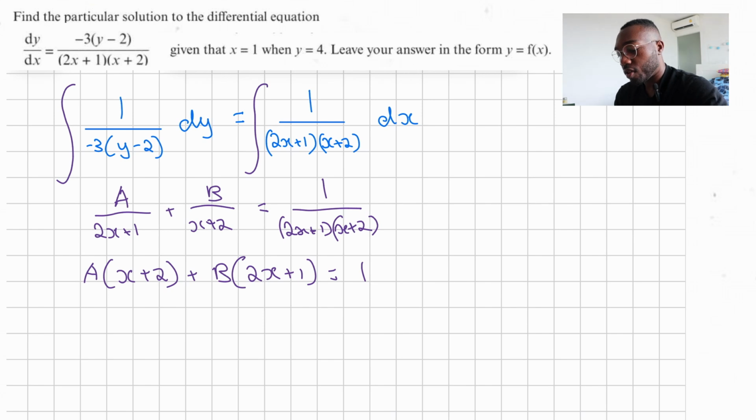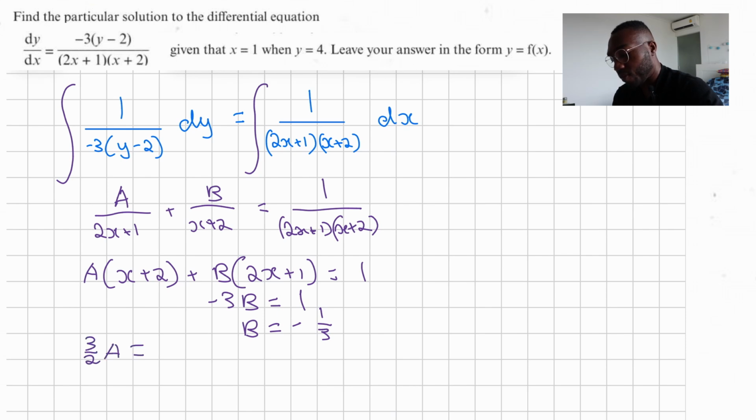Now at this stage, if we let x be minus 2, then that will cancel out the A, and we're left with minus 3B equal to 1. So we know B is equal to minus 1 over 3. And then if we make x minus a half, we would get A times (minus a half plus 2), which is just 3 over 2. So we get 3 over 2 A, and that would equal 1. So we know A is 2 over 3.